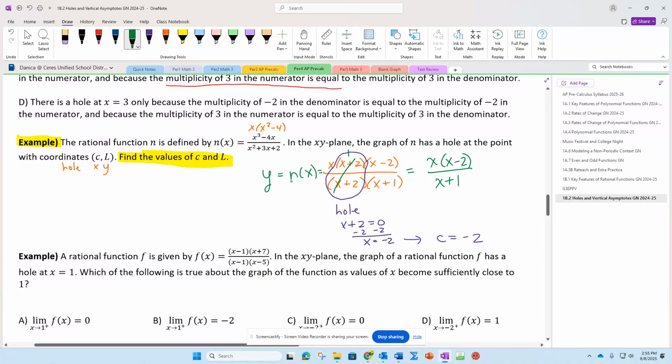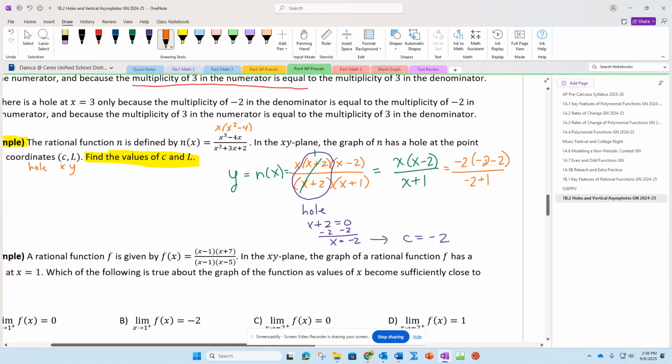So we have to understand that when we plug in our x value of -2 here, what that's going to give us is the y coordinate of that point or hole. So this would become -2 times -2 minus 2 over -2 plus 1. And then we just have to be careful to do the math correctly here. So -2 plus -2 would be -4. -2 times -4 would be +8. -2 plus 1 is -1, and 8 divided by -1 would be -8. So that's our y coordinate.